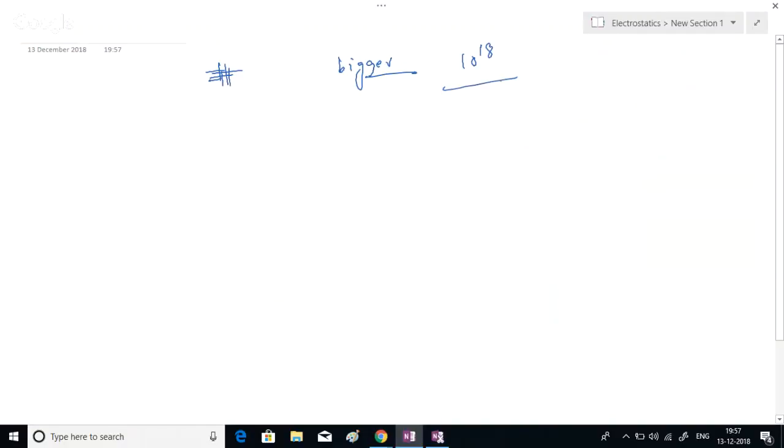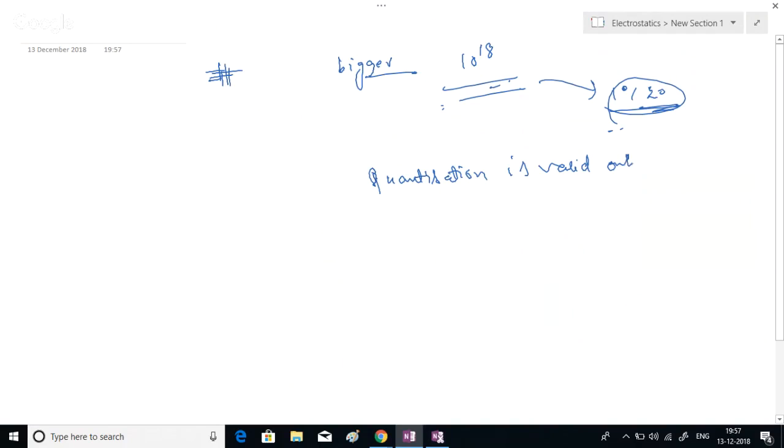One more thing to be remembered is that quantization is valid only for small charges, not for bigger bodies, because bigger bodies will have a charge of the order of 10 to the power 18 or 16. If you take out 10 or 20 electrons, it will not have much impact on it. So quantization is valid only for microscopic particles, okay?